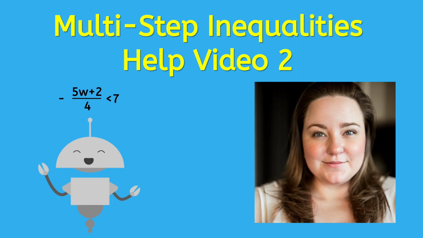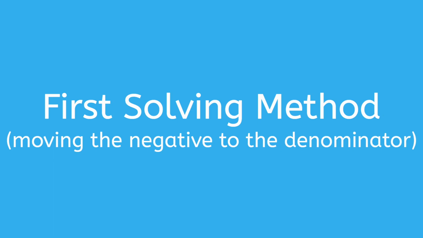I'm going to go through two different ways to solve this problem with you. This gives you a chance to check your work and compare methods so you can get an even deeper understanding. The first solving method I'm going to go through involves moving the negative sign to the denominator.